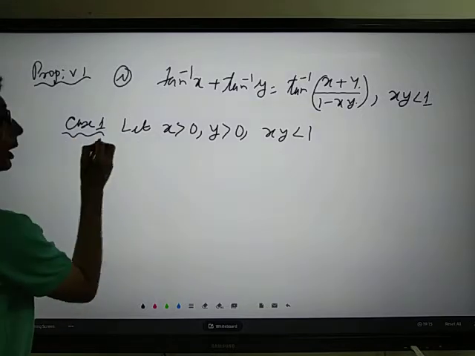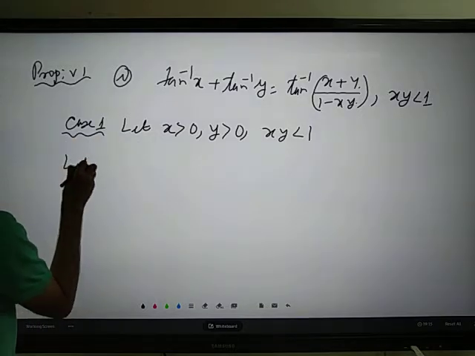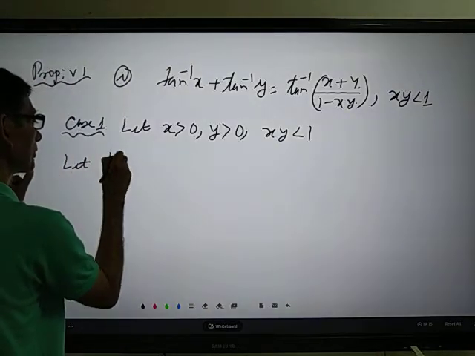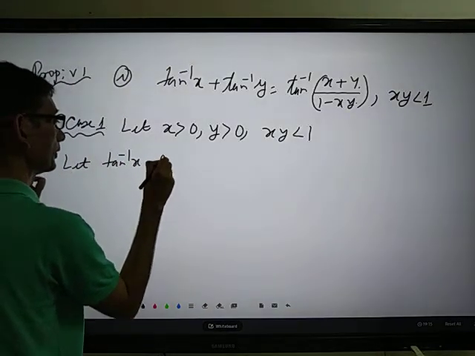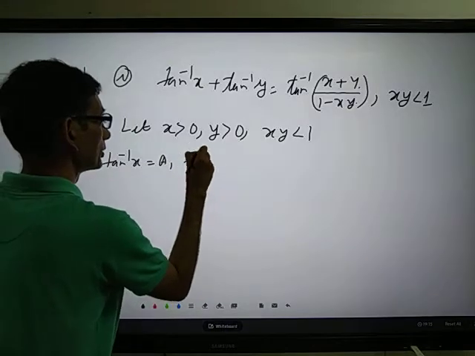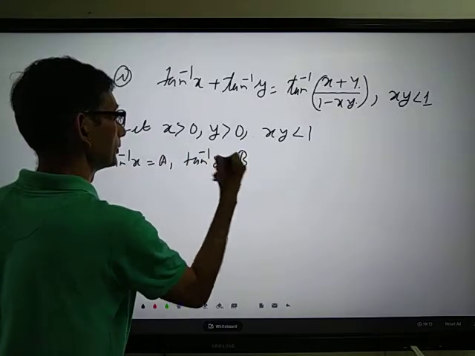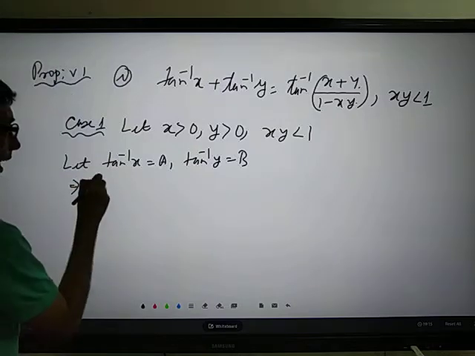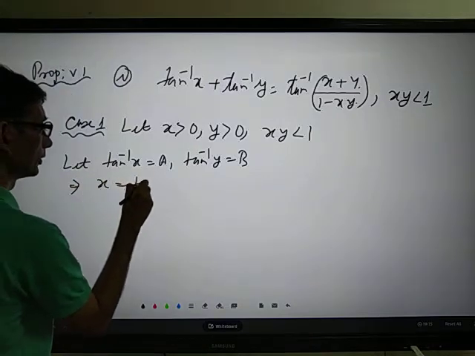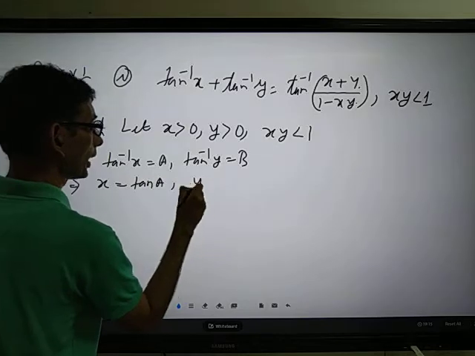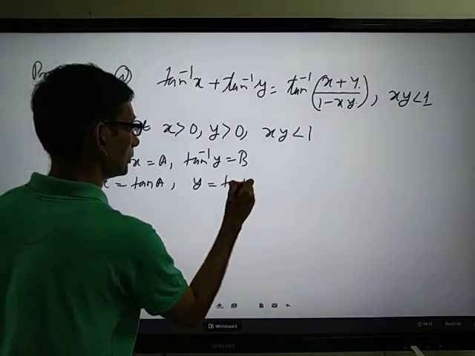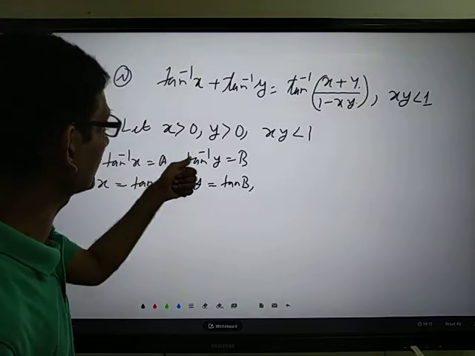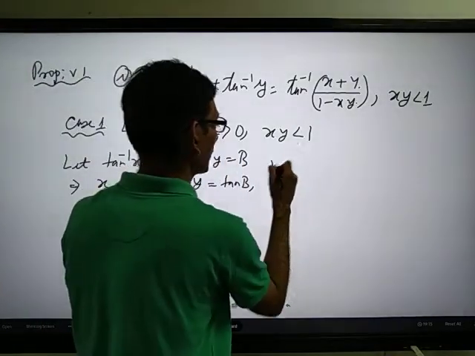We'll assume tan inverse x equal to A and tan inverse y equal to B. So this implies x is equal to tan A and y equal to tan B. Since tan inverse x is equal to A and tan inverse y equal to B, you can just write the range of A and B.